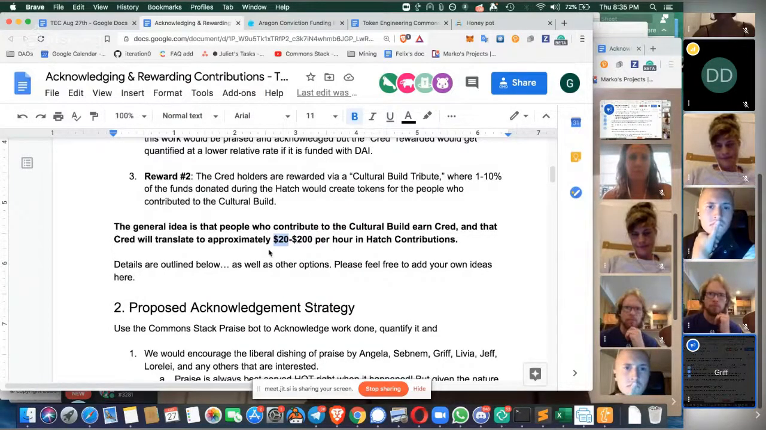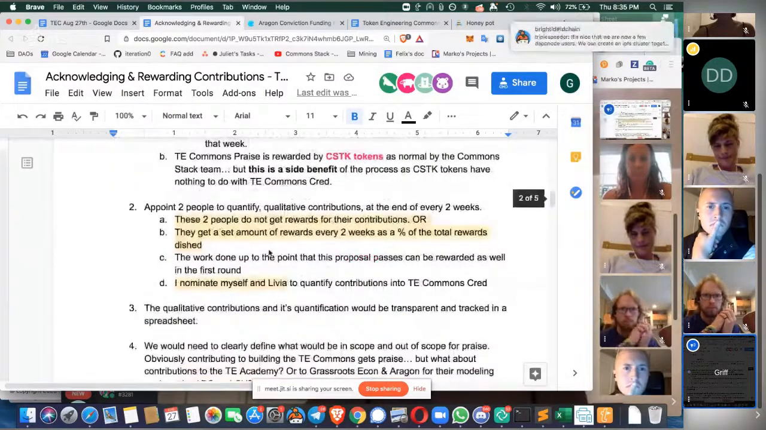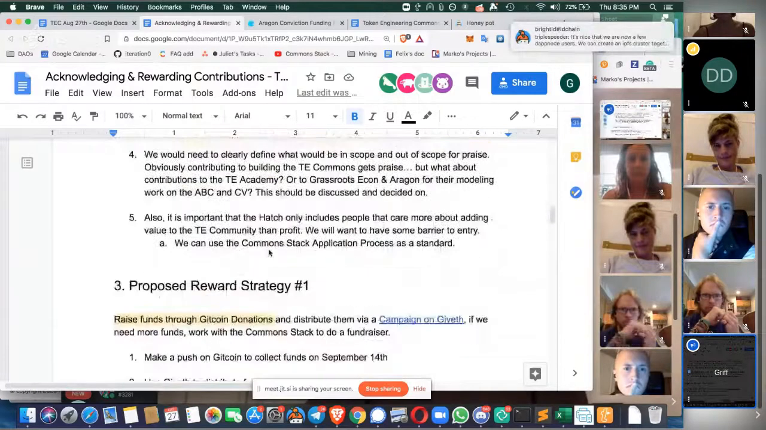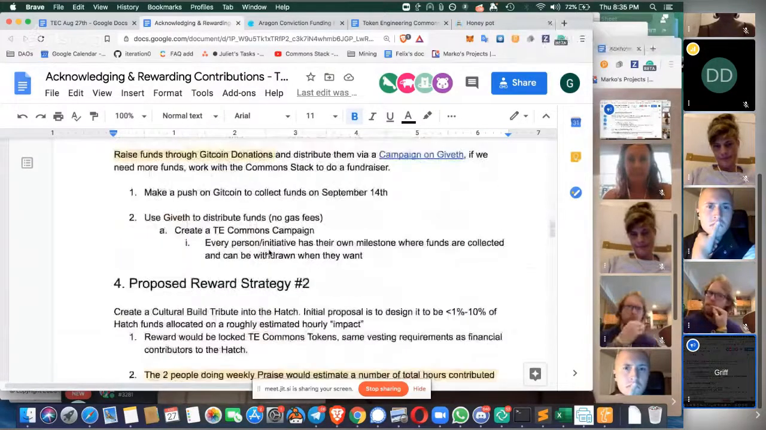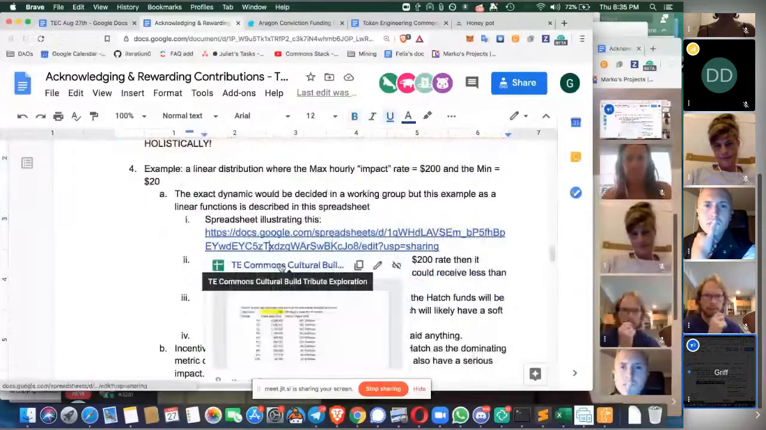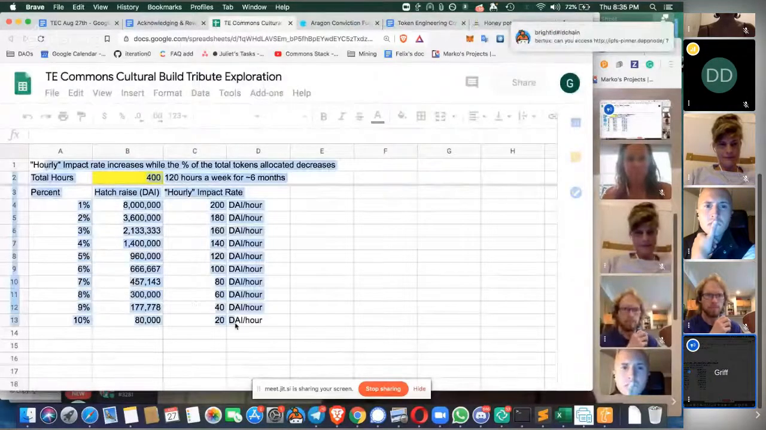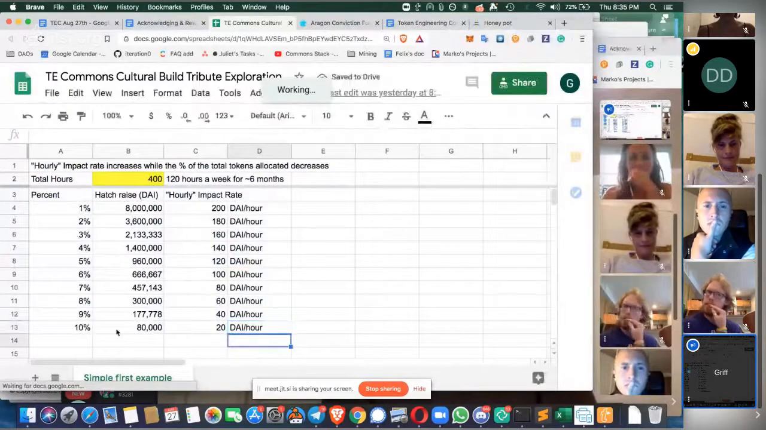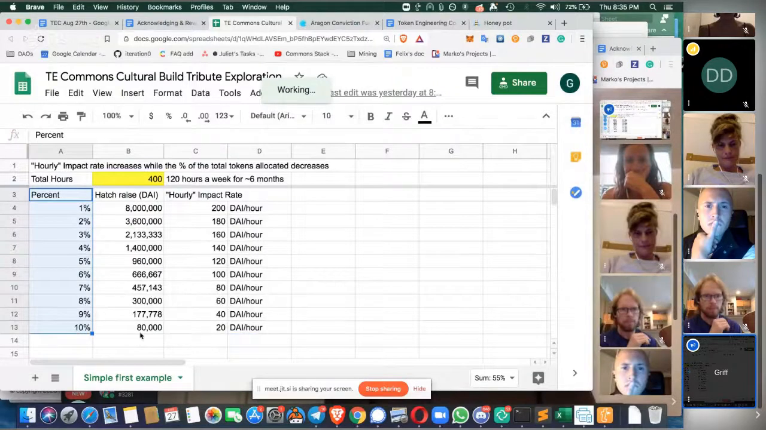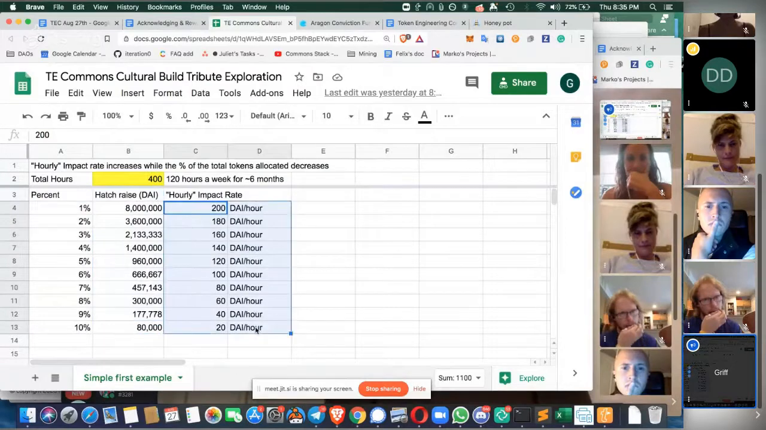It's kind of complicated, I know. So it would be really great if people could come in here and read this. And Angela made a lot of really great comments, and I would hope that there's this spreadsheet that implements a very simple version of how we could do this, so that the percent of the hatch tribute goes down the more funds that are raised, and the hourly rate goes up for the cultural contributors the more funds that are raised.